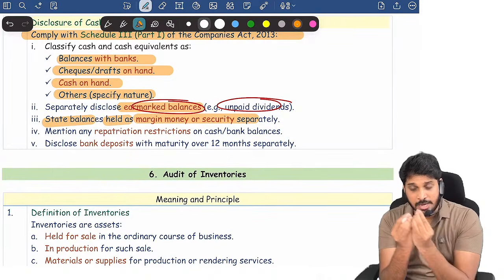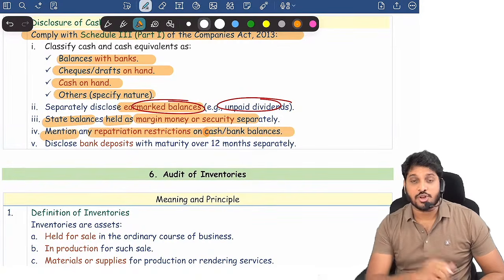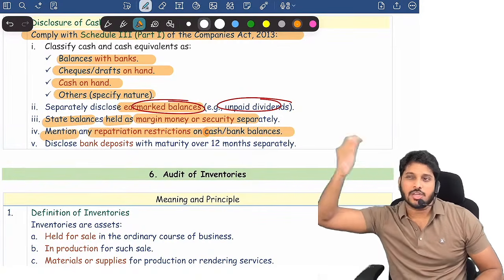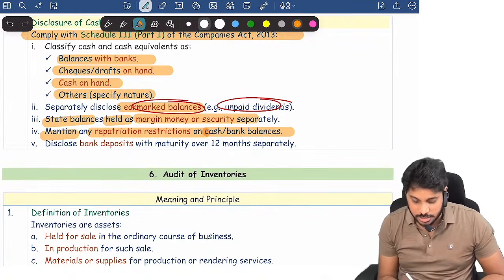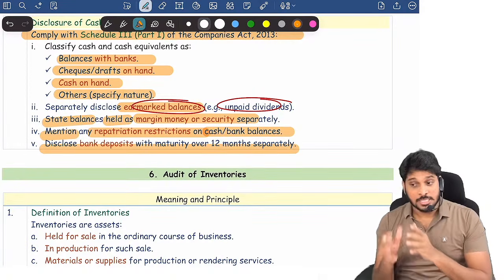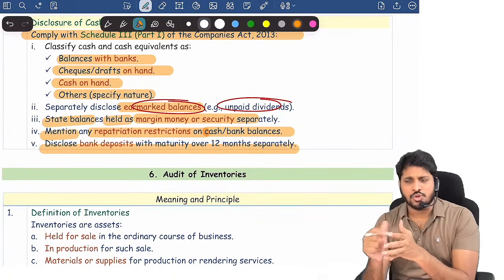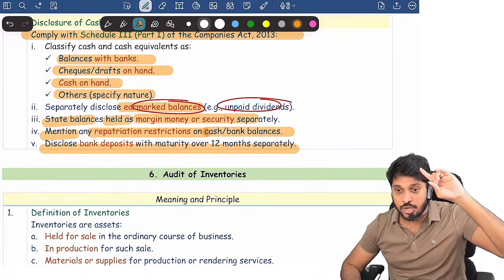Suppose you have margin money in a demat account, show it separately. And mention repatriation restrictions. If you have any money outside India and there are some restrictions in getting that money transferred to India, mention those restrictions. Disclose deposits with maturity period over 12 months separately. Suppose you have a fixed deposit with the bank where the maturity is after 12 months only, disclose that item separately. Under cash and cash equivalents only you will disclose.